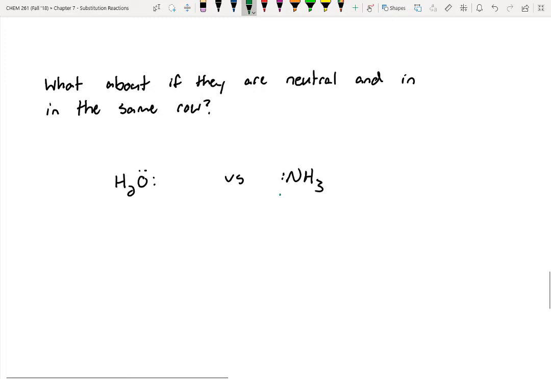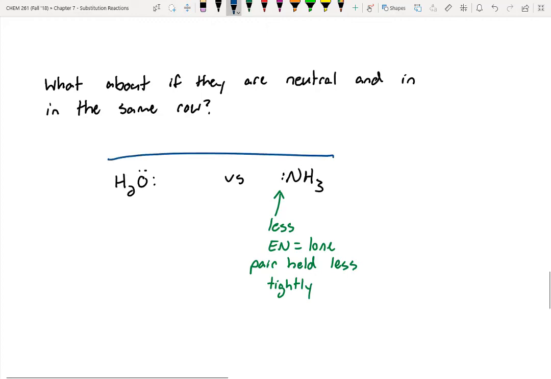So less electronegative equals lone pair held less tightly. That means as we go across a row, we actually get more nucleophilic as we go left to right.